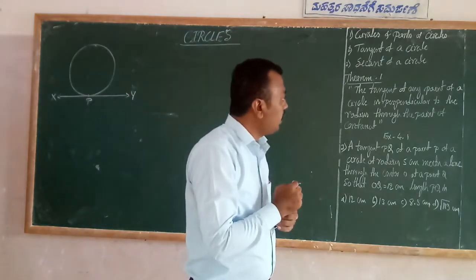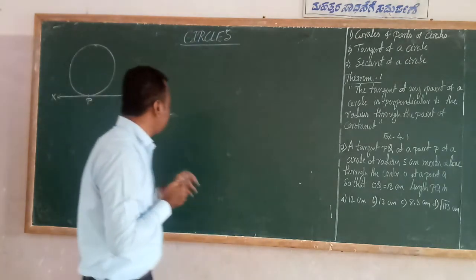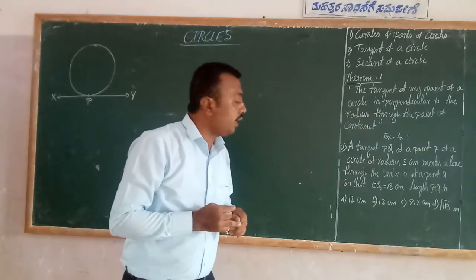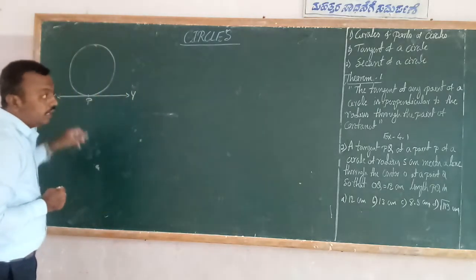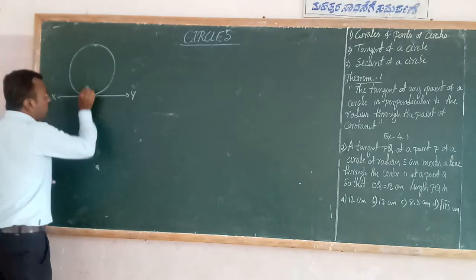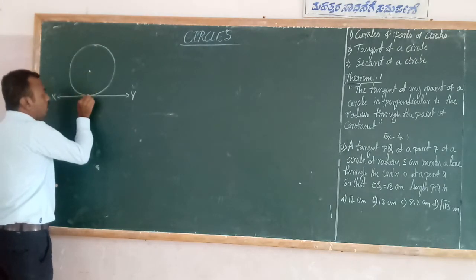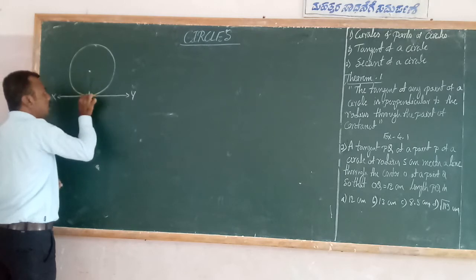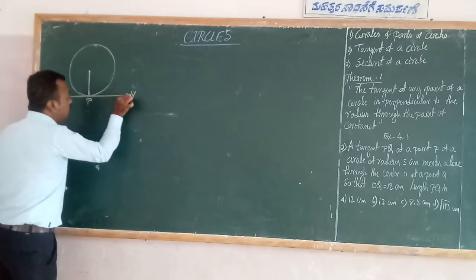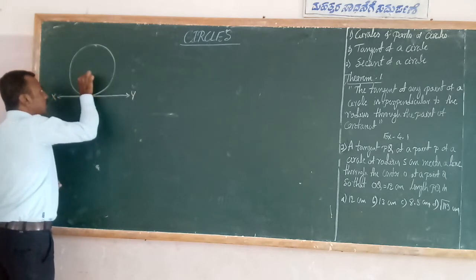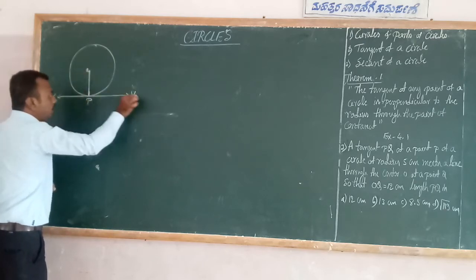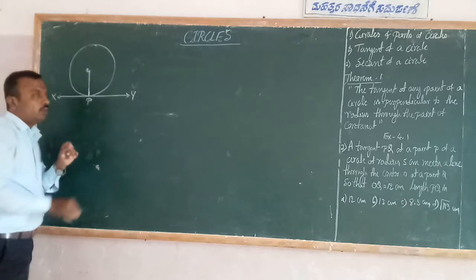See, the tangent at any point of a circle is perpendicular to the radius. Perpendicular to the radius. How? Through the point of contact. This is the center of the circle. From the point of contact, what am I doing? I am drawing a radius. This tangent is perpendicular to the radius through the point of contact, that is XY is perpendicular to OP. That one we have to prove.